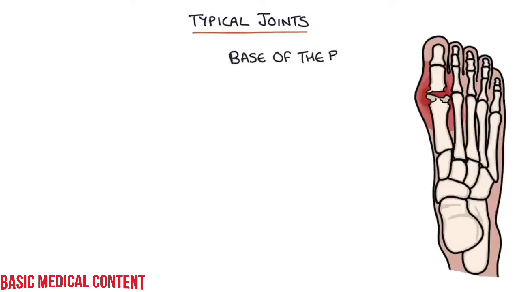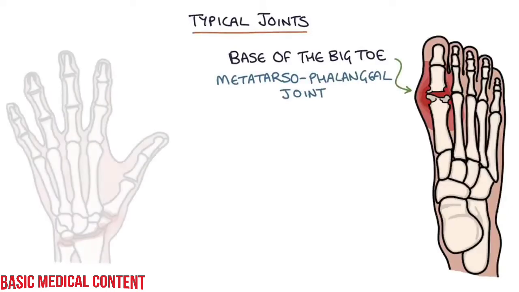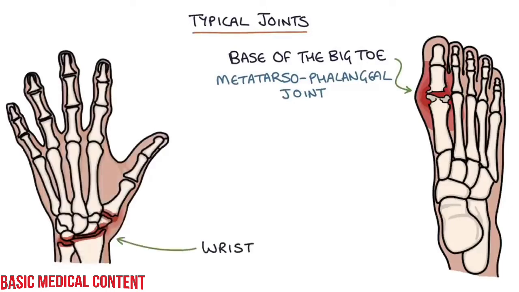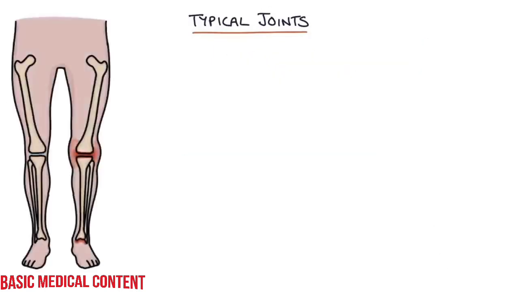There are a few typical joints that are affected in gout. The first is the base of the big toe, and this is the metatarsophalangeal joint of the great toe. The second is the wrist, and the third is the base of the thumb, and this is the carpometacarpal joint. Gout can also affect the big joints such as the knees or the ankles.